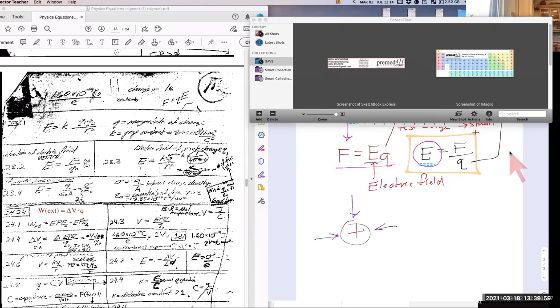Oh, I messed up. I'm thinking about where I'm going, not where I am. So that is what happens with the positive charge. And then with a negative charge, what's going to happen is we're going to get that.